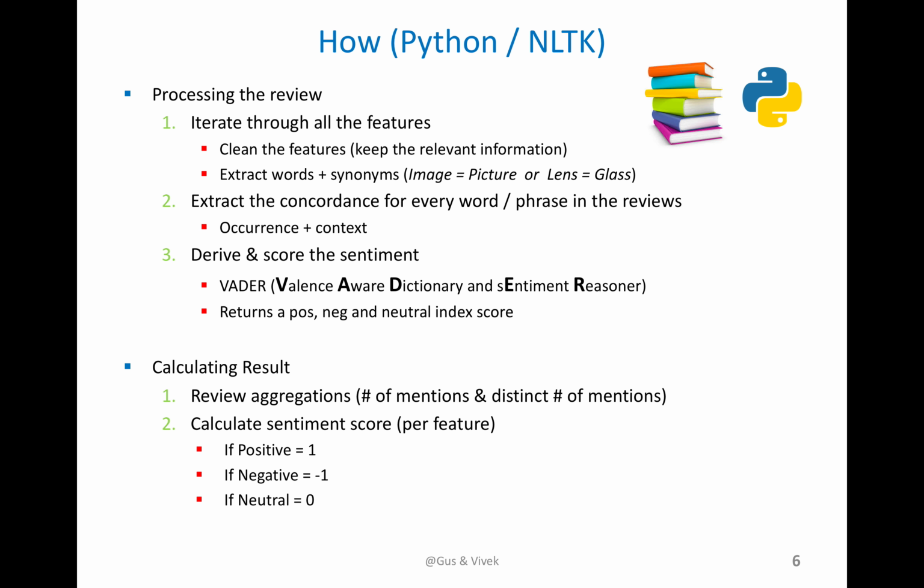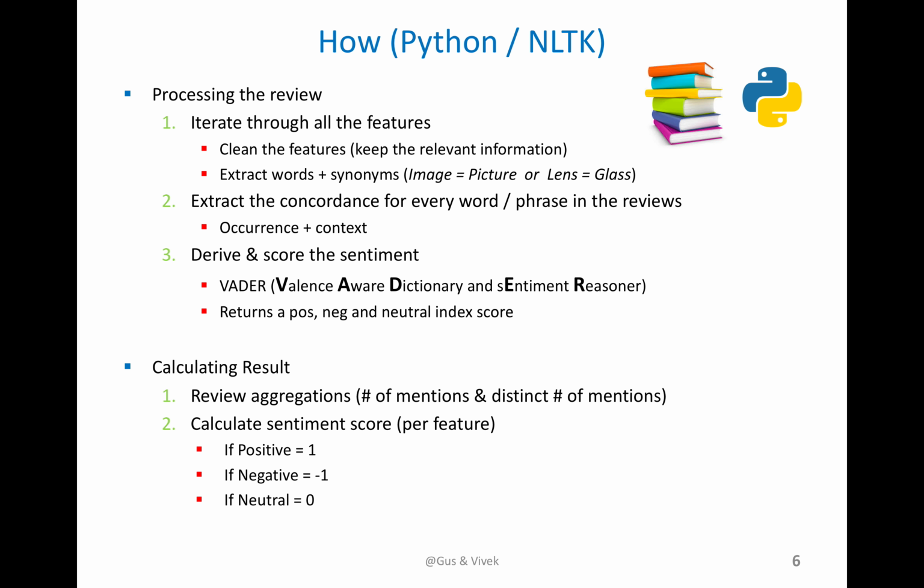Then we extract what is called a concordance, which in essence is the number of times a particular word is mentioned in a passage, the passage being the review itself, and then the context. Once we have that concordance, which you can think of as the sentence where the word is being mentioned, we then derive the sentiment and provide a score.